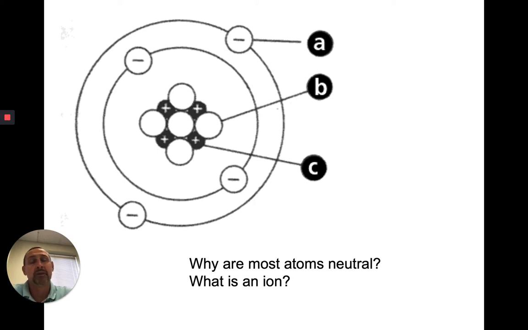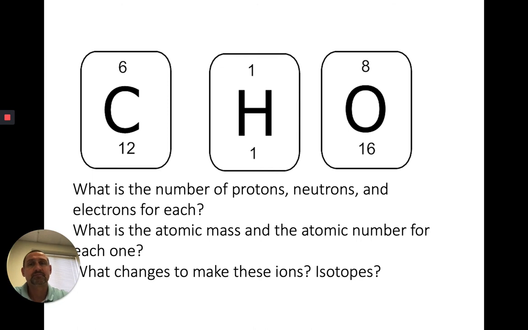The number of protons is the atomic number for an atom. So for example, carbon has the atomic number 6 because it has 6 protons. That's the number written above the letter C. For hydrogen, H, it has 1 proton. That's the atomic number. Oxygen has 8 protons. The number of protons can't change. If the protons change, the element changes.